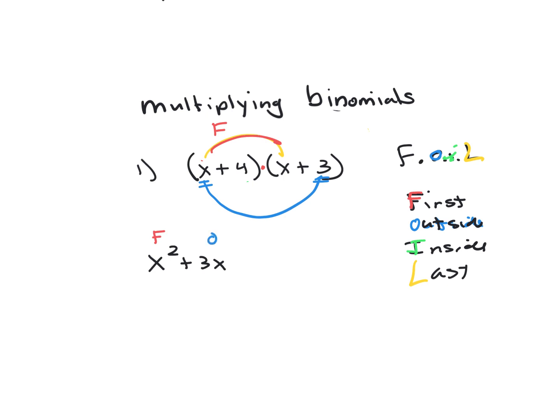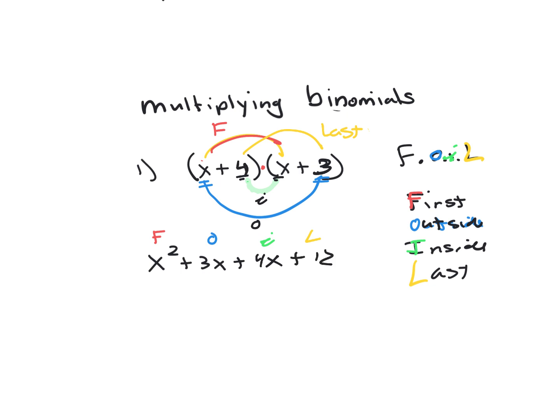And then when I multiply the inside ones, that is the 4 and the x. So the 4 and the x are the inside ones. So outside, inside. So 4 times x gives me a positive 4x. And then when I multiply the last ones, a positive 4 times a positive 3, right, is a positive 12.